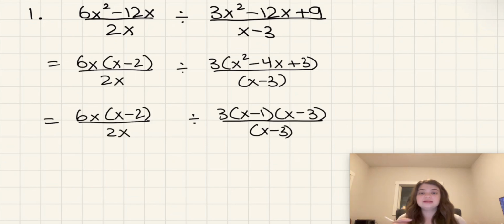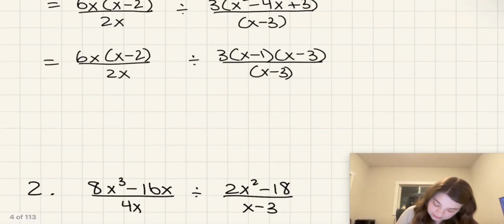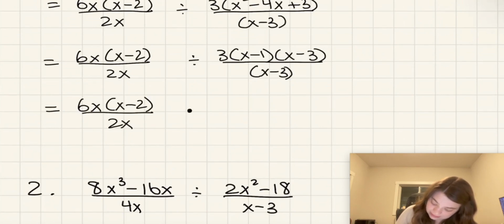Okay, now once everything's fully factored, the next step is to keep, switch, flip. So we're going to keep the first fraction the same as it is currently. Then we're going to switch the division sign to a multiplication sign, and then we're going to flip the second fraction. So to do that, we'll keep this one the same. We'll switch this to multiplication, and we'll flip this like that.